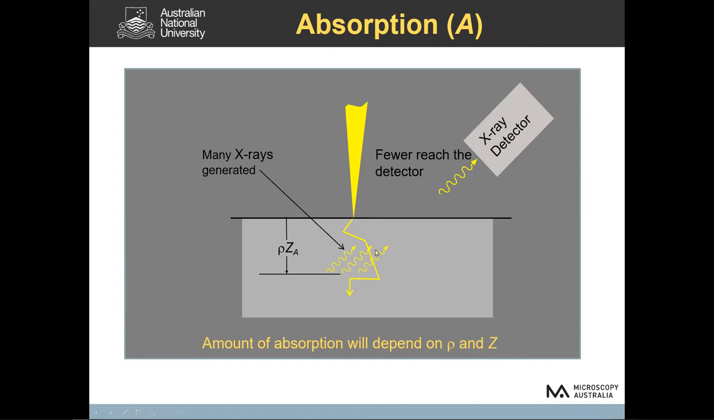Now, absorption. X-rays are generated at depth, and they need to travel through the sample to get to the X-ray detector. If the composition of the material is different between the standard and the unknown, the amount of absorption is also going to be different. So there are differences in the number of X-rays that will reach the detector, dependent on the material.